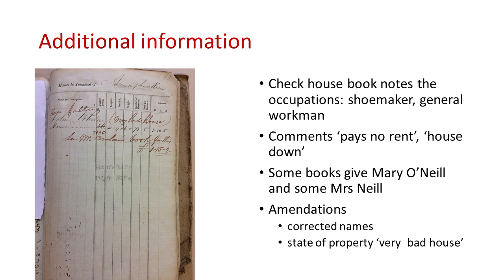You also have details, like some of these books call Mary O'Neill Mrs. Neal, so the names can vary, but if you know her name is Mary, that could be helpful with other records. Sometimes the names will be corrected, as we saw earlier, when another member of the family or somebody else takes over the farm. Or you have the state of the property. This one here is a very bad house, which it must be pretty bad.